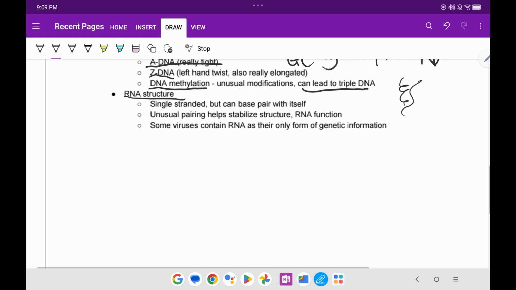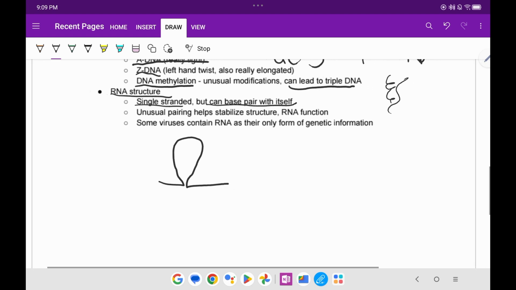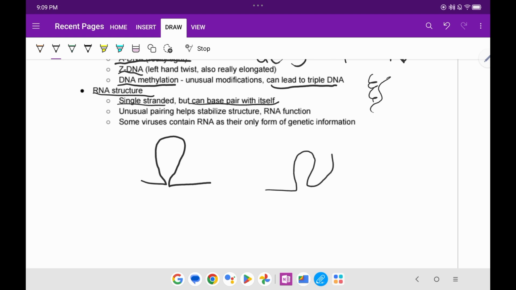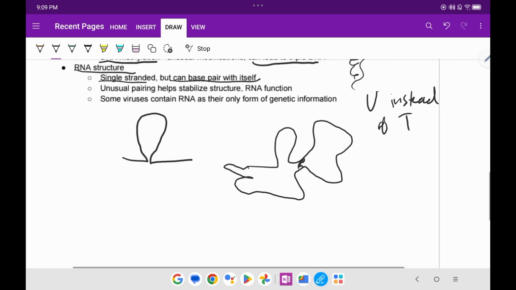We have RNA structure. It is single-stranded, but can pair on itself, and that's where we create these hairpin loops that are really important in material we'll discuss later. They can create all sorts of bubbles because they're just pairing with themselves. So say if there was an A here and it saw a U on the other side, because RNA uses uracil, U, instead of T. Important, remember that. And these were like, oh, I see each other. Let's pair up. So that's kind of what happens.